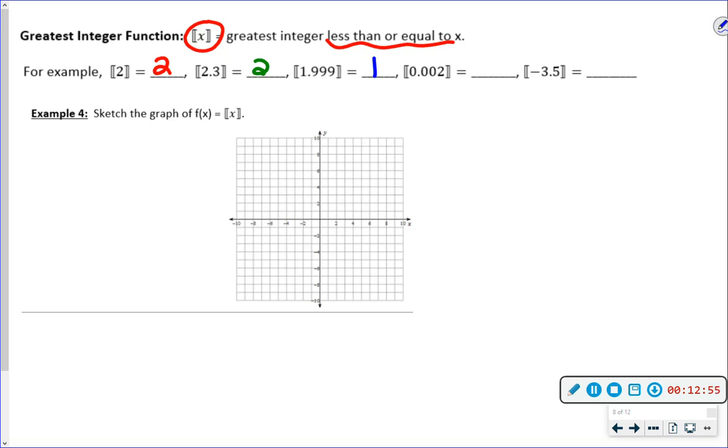0.002. I need the greatest integer, whole number, less than or equal to that. Less than, of course, I got to go down to 0. Negative 3.5. Greatest integer that is less than negative 3.5 is negative 4. So you're not rounding up. You have to keep thinking less than. So when we go to graph this, it's kind of neat. It kind of looks like these little stair steps. I'm just going to t-chart it.